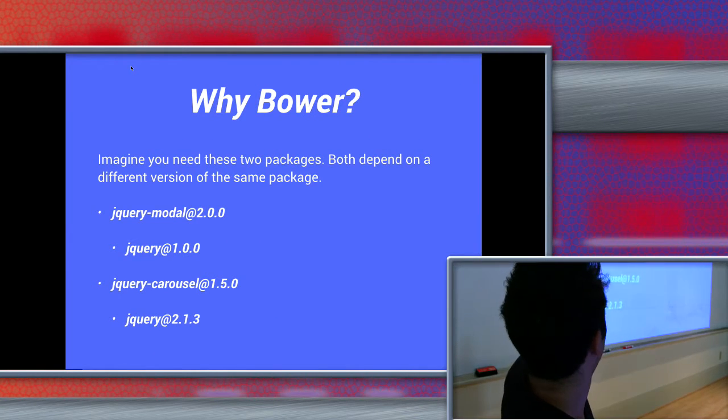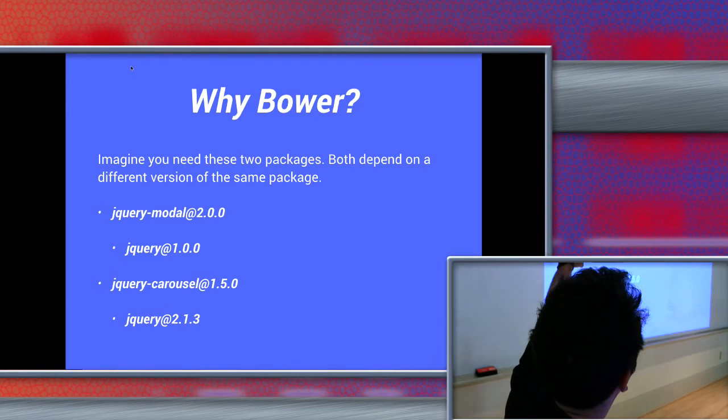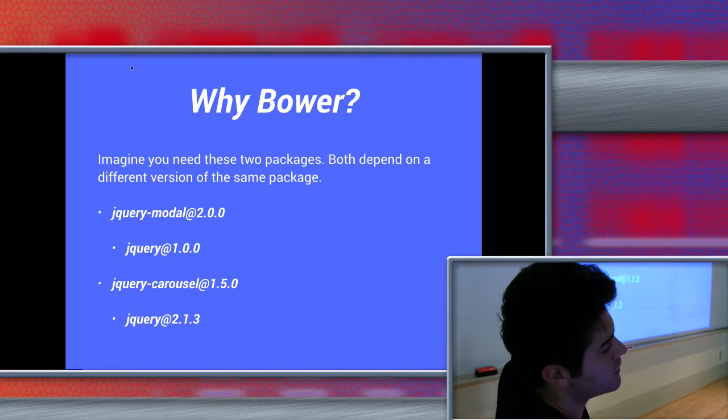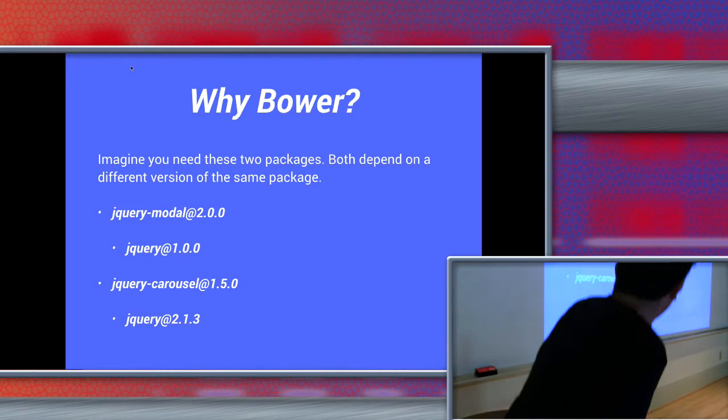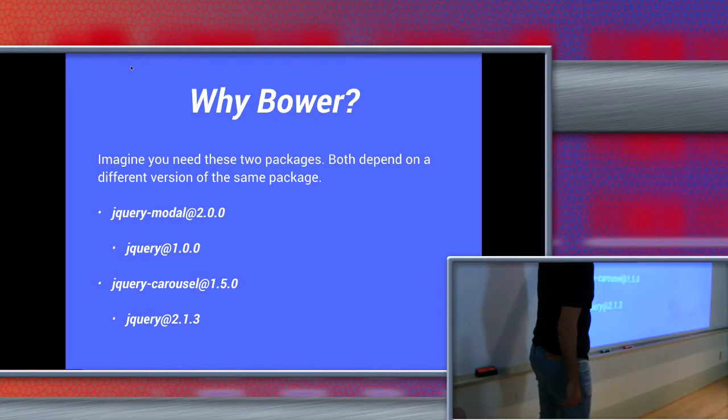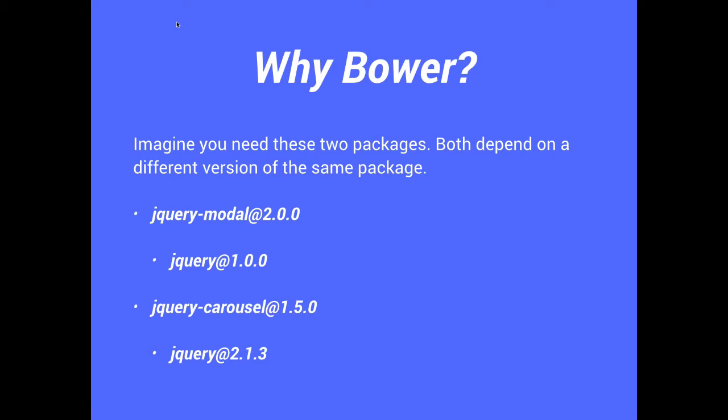So here's the thing. Imagine you need these two packages, and both depend on a different version of the same package. We have a jQuery model that depends on jQuery 1.0, and a jQuery carousel that depends on 2.1.3. If we try to run these two packages on the same page, or fetch them, you have different dependencies. It's the same dependency, but a different version of it. So you're going to have trouble.